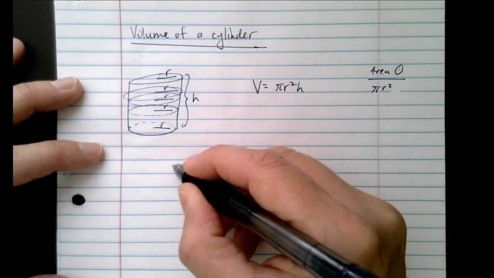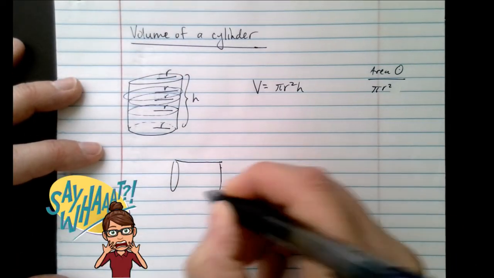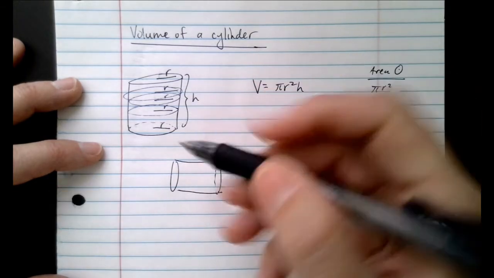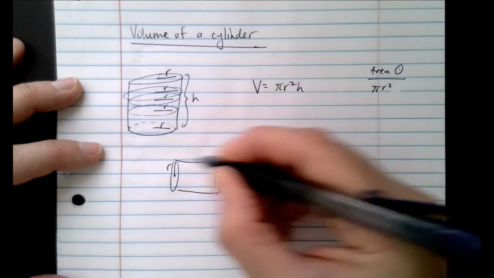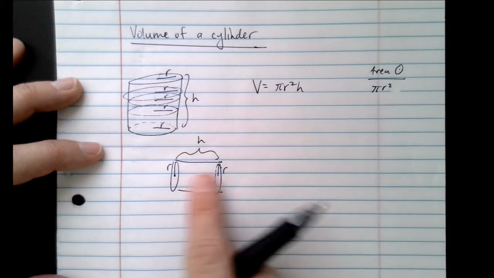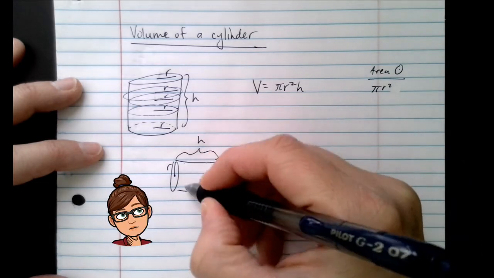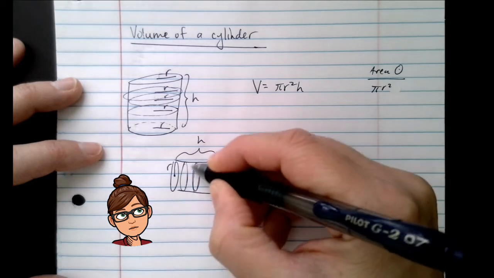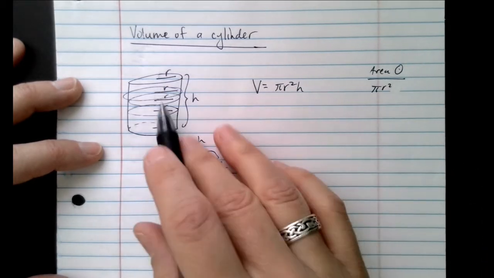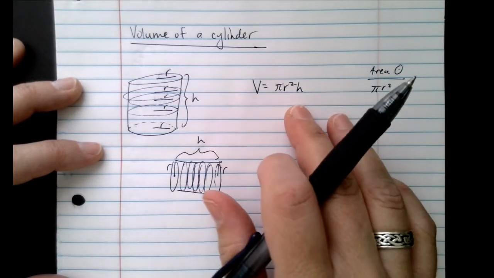Now, cylinders can also be on their sides. And these can sometimes be a little bit confusing for us, because we're used to seeing cylinders like this. But don't let it confuse you. This is our radius, and in this case, that is our height. So you can imagine the circles are kind of stacked this way. Okay? So you have two orientations of your cylinder, but the formula is still the same.